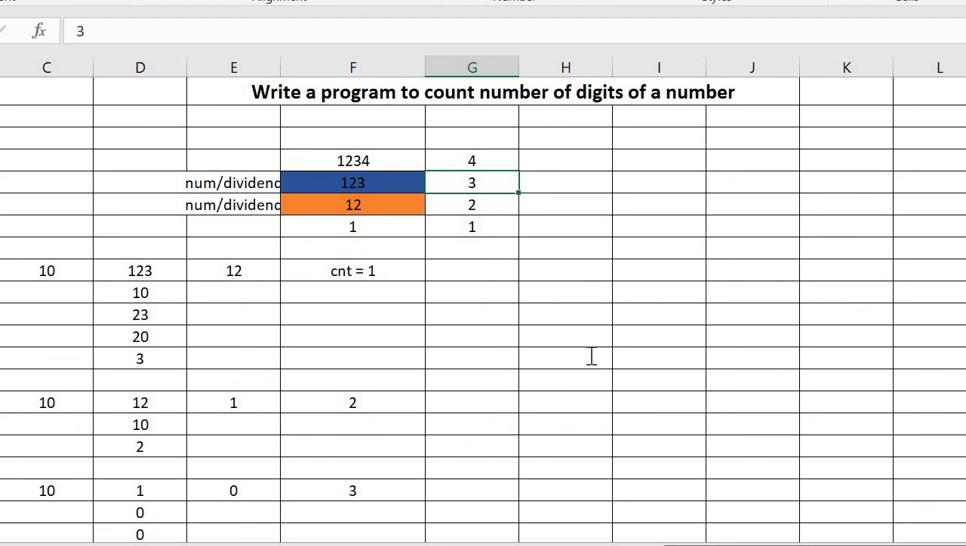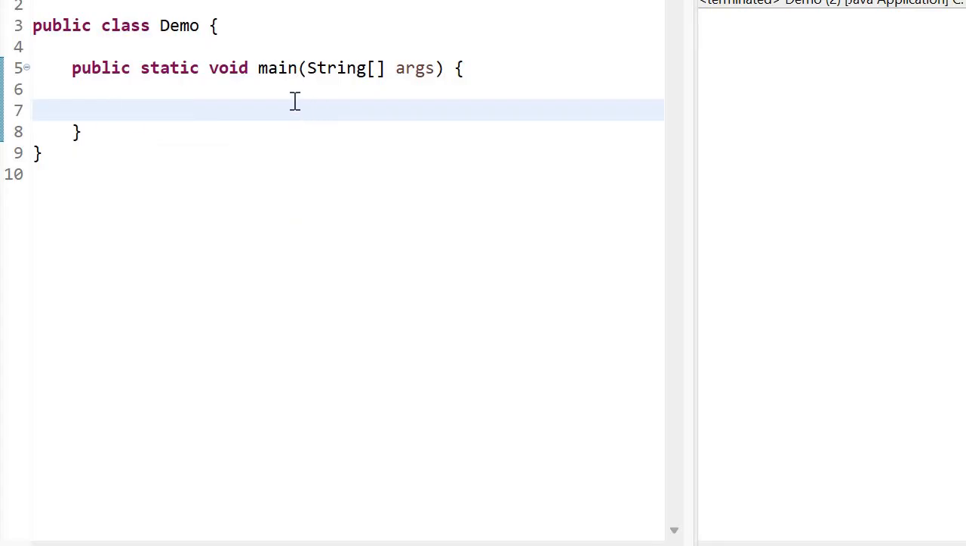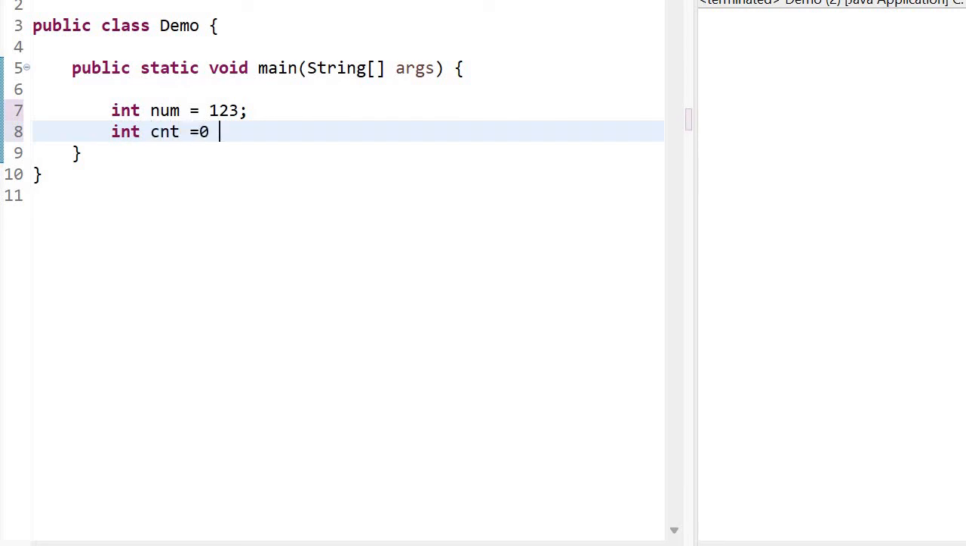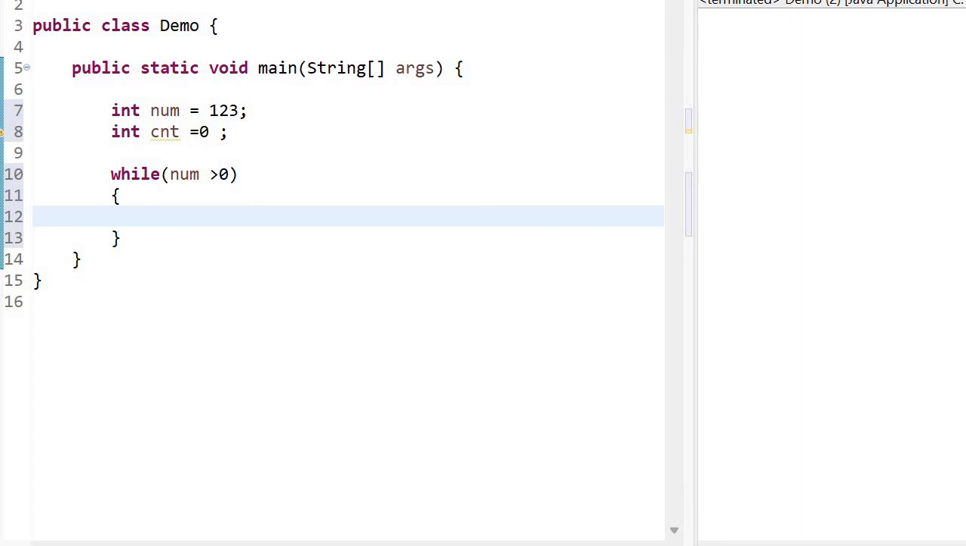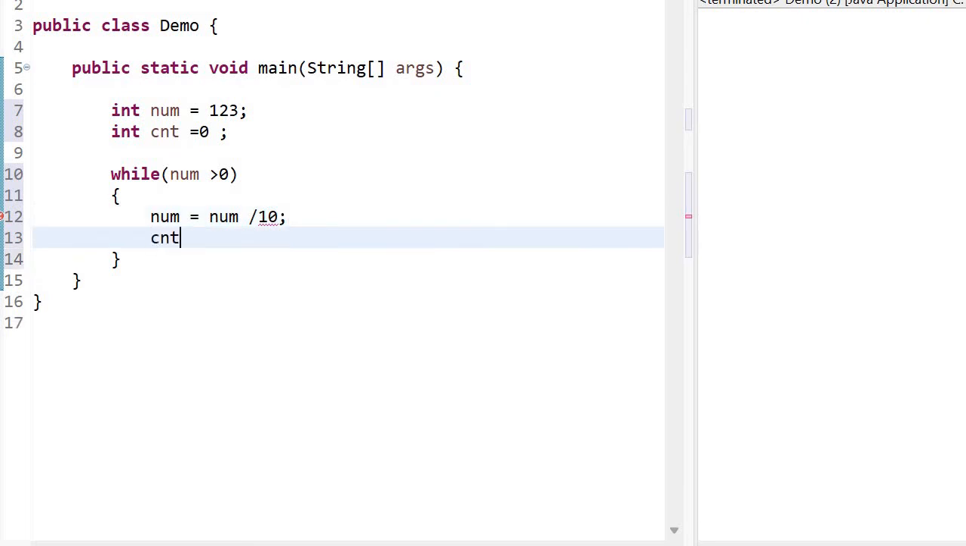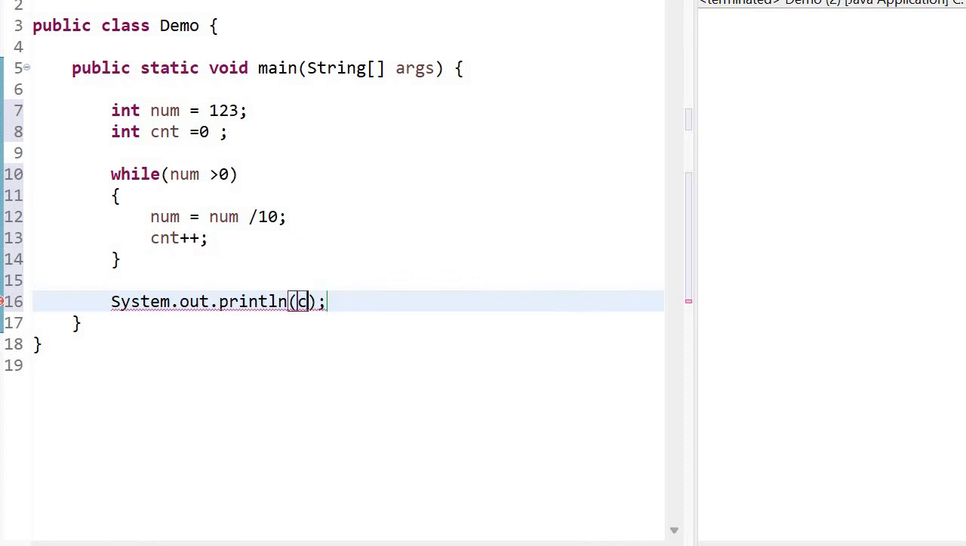Let's move on to the coding section. In the coding section, I will take a number: num is equal to 123. I will take a counter variable equal to 0. I will use a loop for iteration purposes, and I will write while num is greater than 0, only then do the following steps. What are the following steps? You have to divide the number by 10 and store it into num, and then simply increment the counter. That is it. You don't have to do anything after that. Just print the value of count.